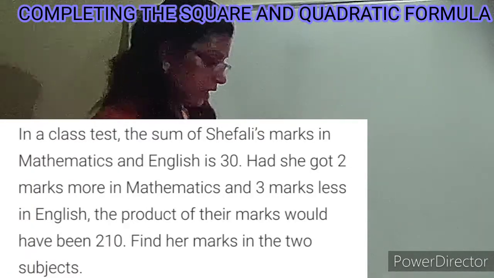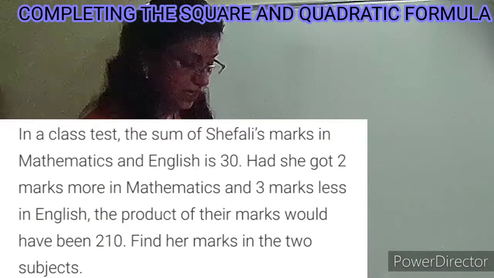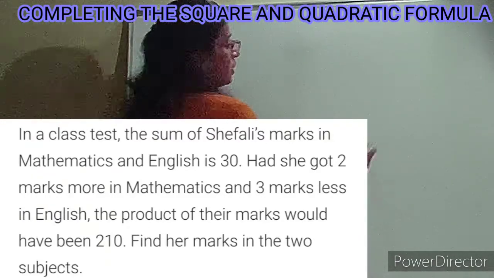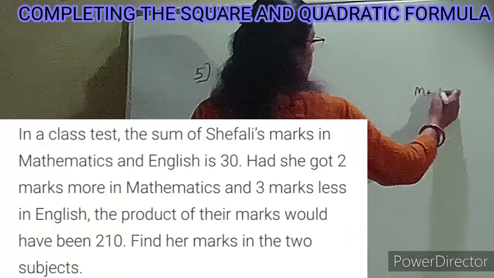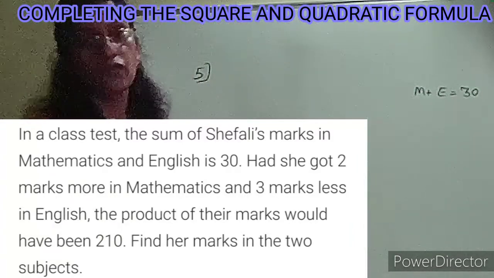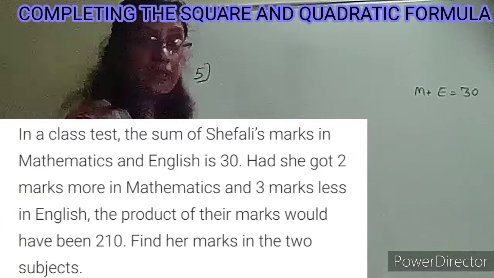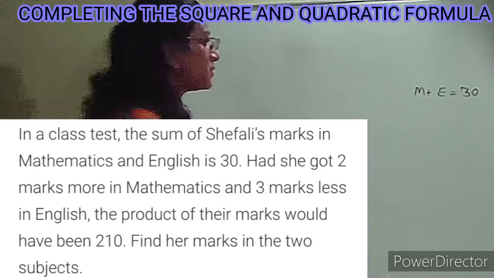See here, in a class test the sum of Shefali's marks in mathematics and English is 30. इसका मतलब तो maths में and English में the sum is 30. Okay, so what is given to you? Let the marks in mathematics be x.